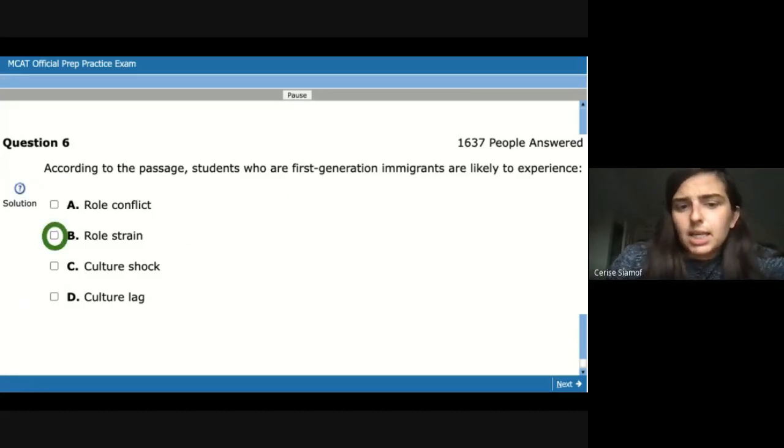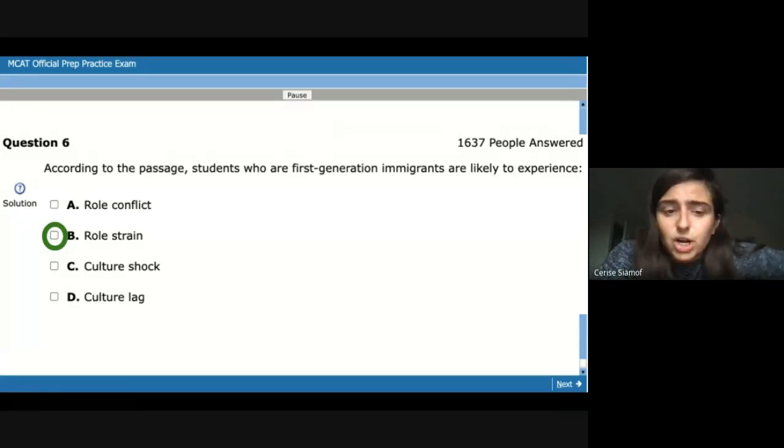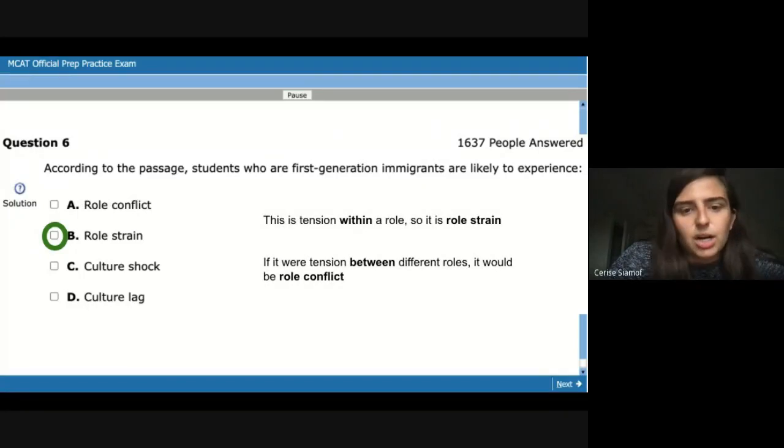And the key here is knowing the difference between role conflict and role strain, and this can at times be a bit confusing. But what's important to note is that the students are, and you can click, Pranava, the students are experiencing tension within one role of being students, children, being themselves. So that's a role strain. If it were tension between different roles that the students had, then it would be role conflict.